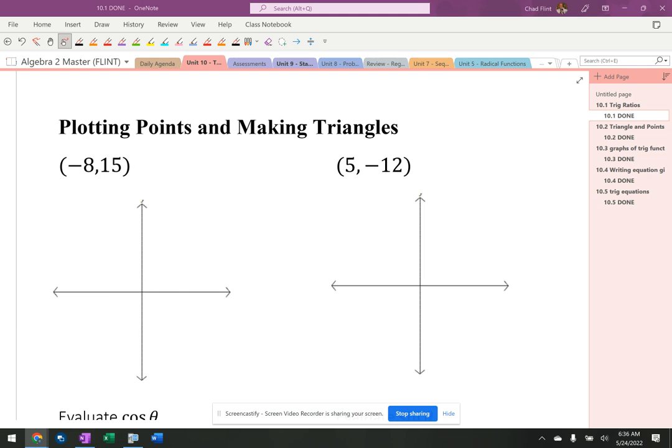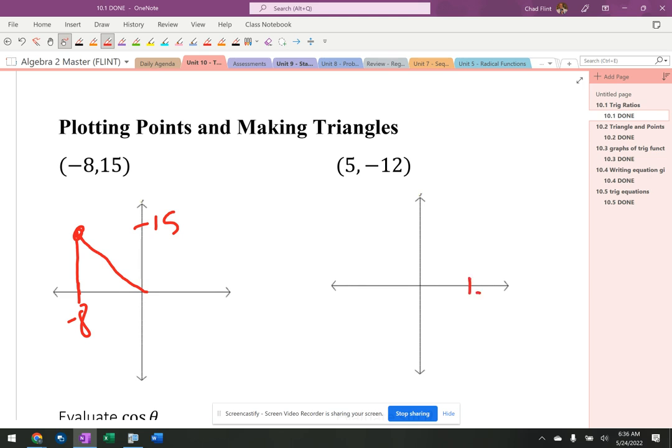All right, so we plot a point, and it doesn't matter if it's to scale. That's probably one of the most important things here. So there's my point right there. And then it says make a triangle. What that means is I'm going to go from the origin to that point and straight down to make a triangle. I want to make sure it's in the right quadrant.